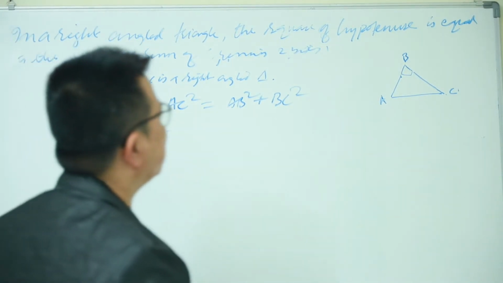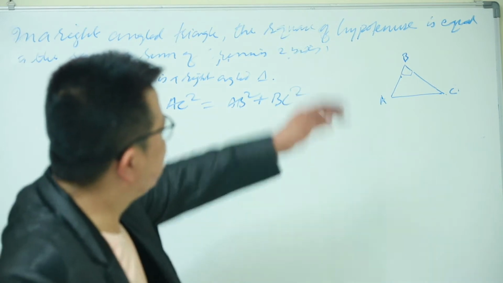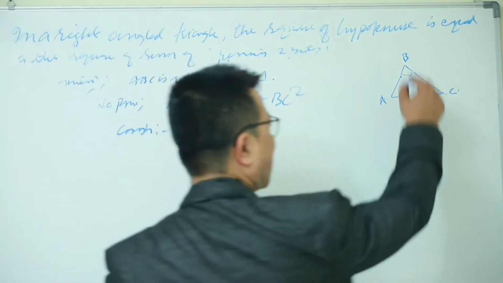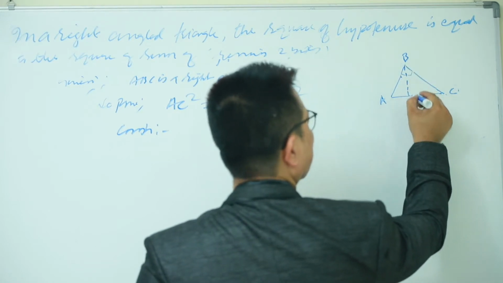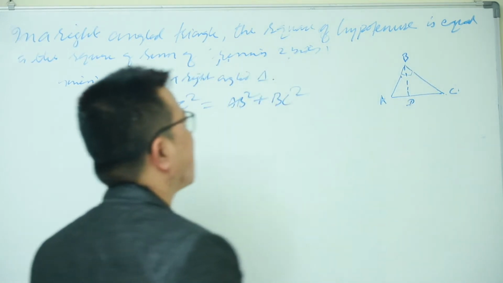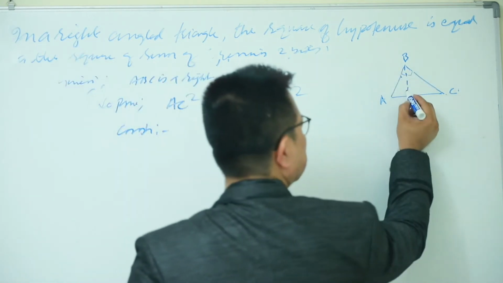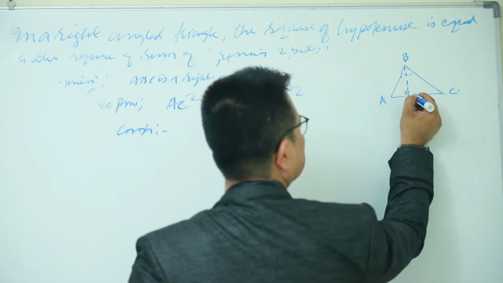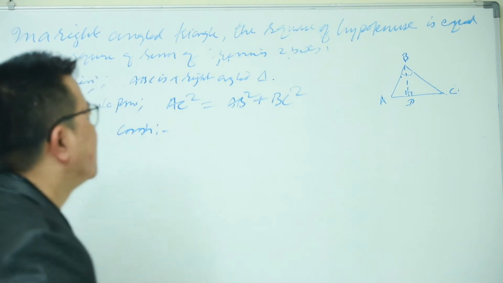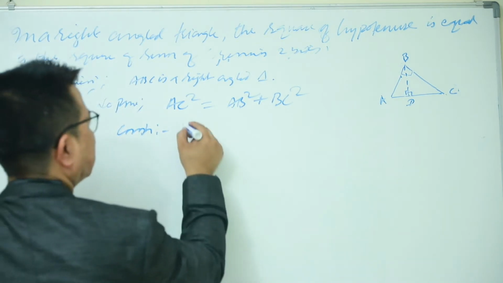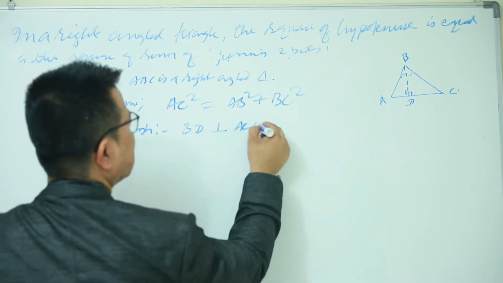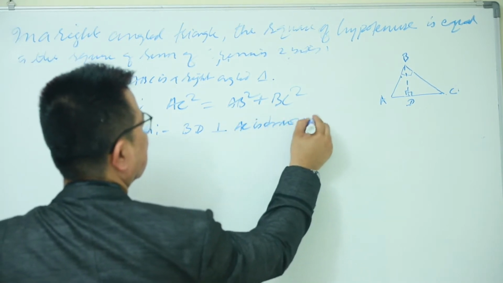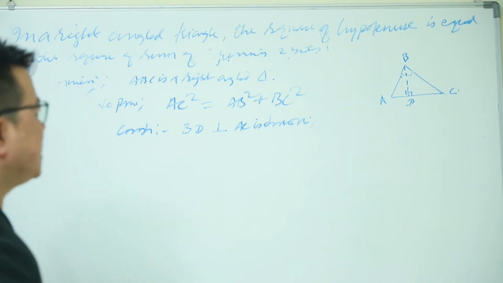What can you draw in the construction from B? You have to draw a perpendicular on AC. So draw it and name it D. Now, the perpendicular is drawn, so this is 90 degrees, this is 90 degrees, and this is definitely 90 degrees. Construction: BD perpendicular to AC is drawn.